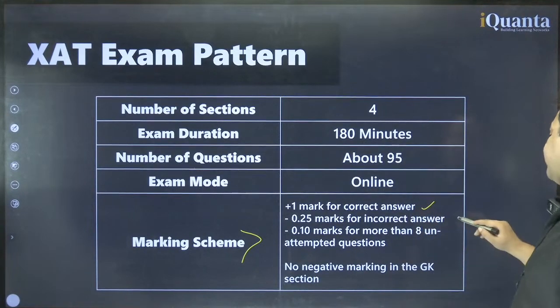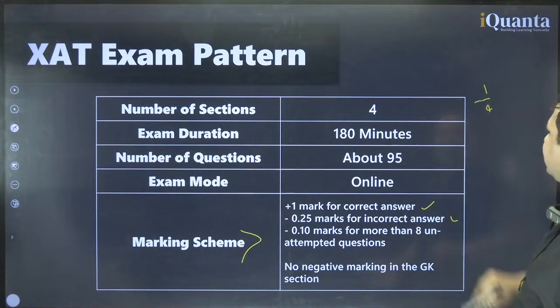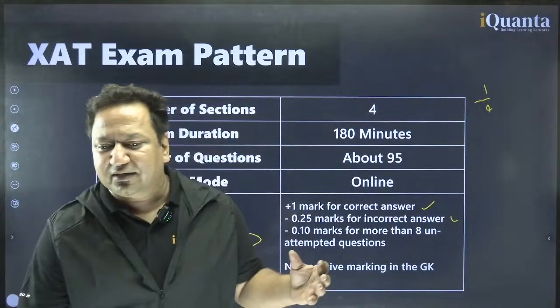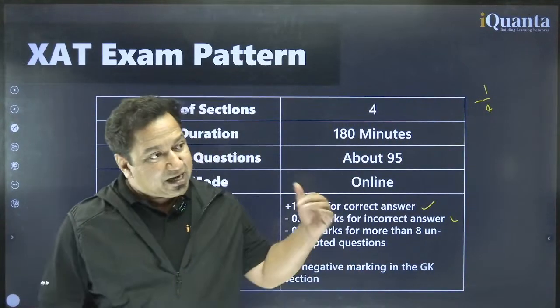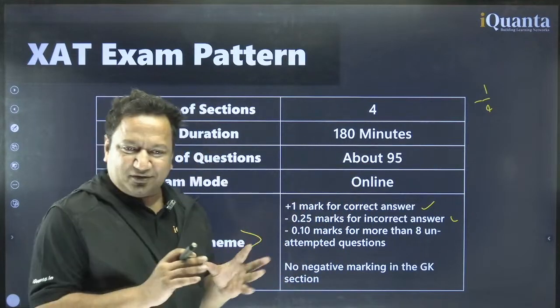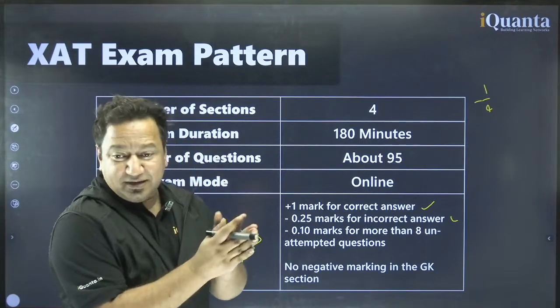Minus 0.25 for an incorrect answer, which makes it like 1/4, right? Minus 1/4. That means if you mark 4 questions incorrectly, you will get a -1. In CAT, it is 1/3. All of you know that, right? That is the difference.